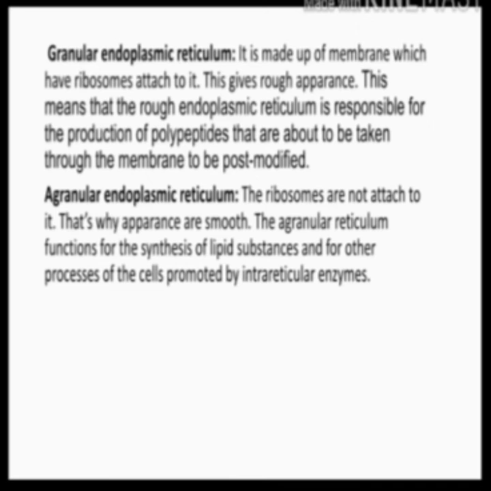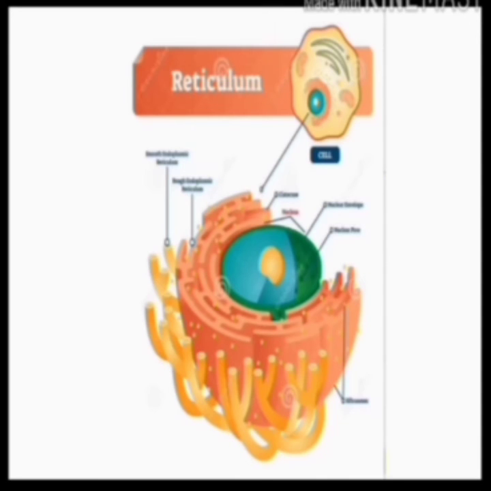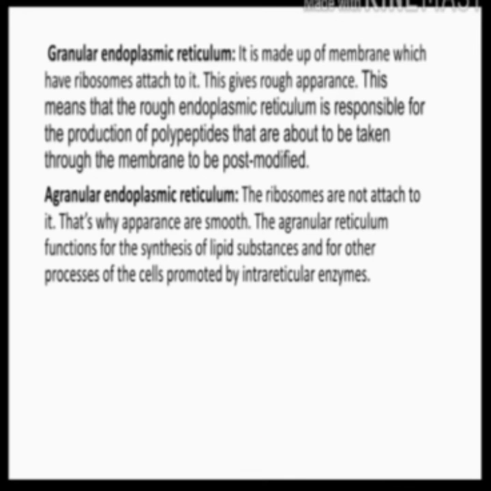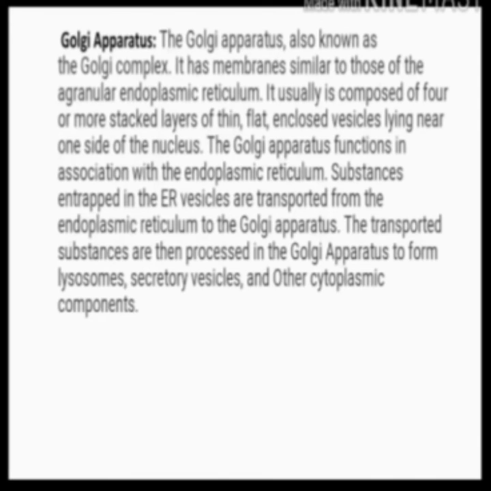Agranular endoplasmic reticulum. The ribosomes are not attached to it, that's why the appearance is smooth. The tubules are the smooth endoplasmic reticulum, which takes part in lipid substance formation and other processes of the cell promoted by interreticular enzymes. Golgi apparatus is another organelle present in cytoplasm, a member of the transmembrane system.